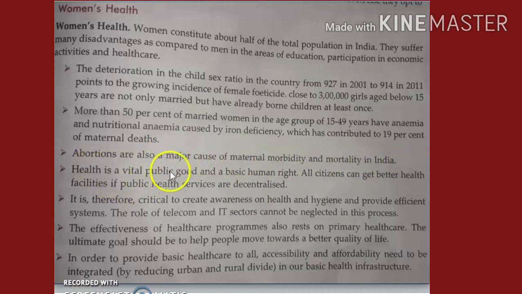Health is a vital public good and a basic human right. All citizens can get better health facilities if public health and services are decentralized.